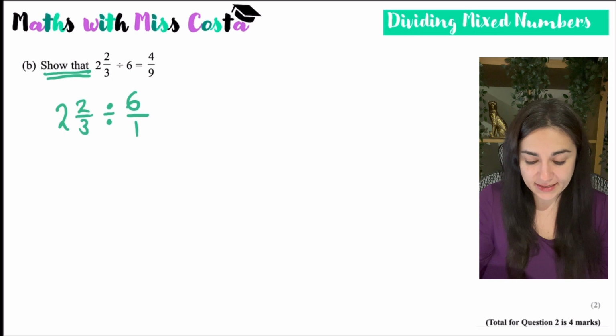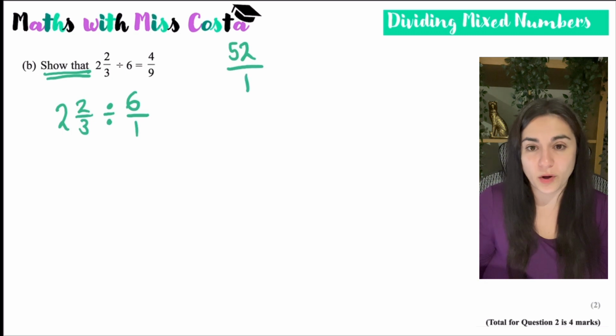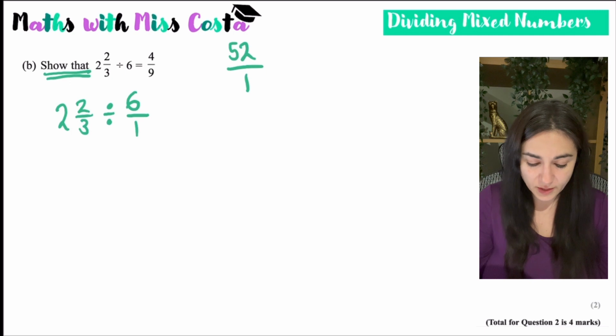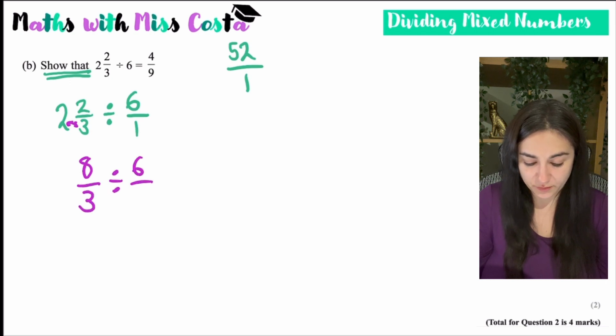Well, to turn any number, so let's just say 52, into a fraction, you just write it over 1. If it's an integer, a whole number, you just write it over 1. Okay, so then I've got my fractions. Now, once again, I'm going to want to turn any mixed numbers into an improper fraction. So 2 times 3 is 6, add on the 2 is 8. So that becomes 8/3 divided by 6 over 1.